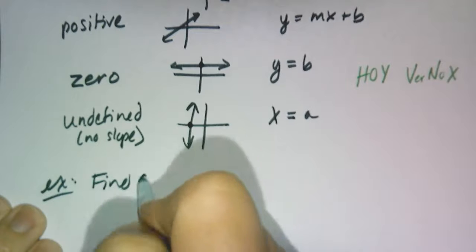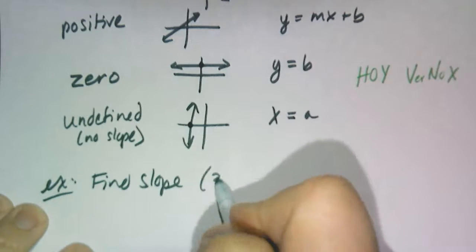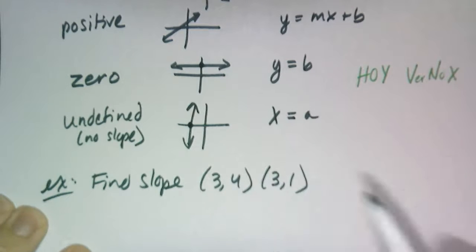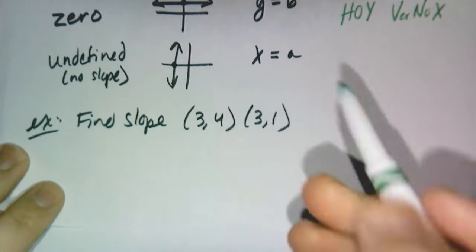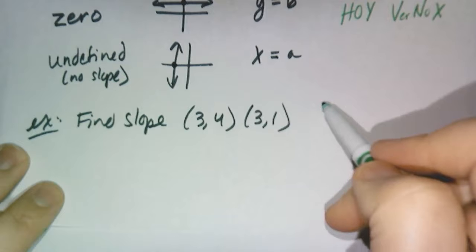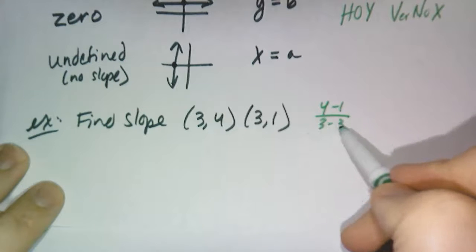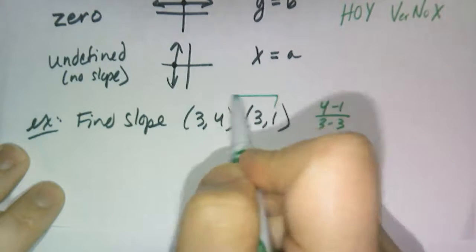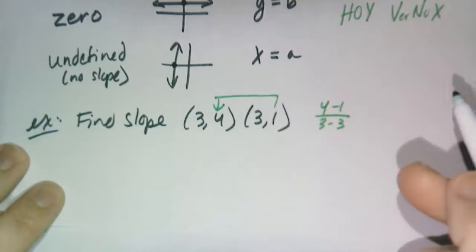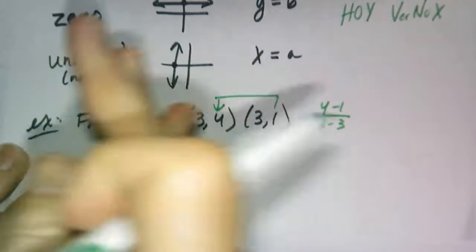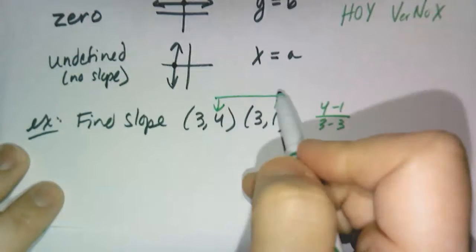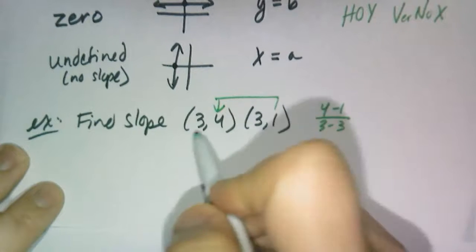You'll have easy questions just like find the slope of 3, 4, and 3, 1. Something easy like that. So what would be your slope? y2 minus y1 over x2 minus x1. 4 minus 1 over 3 minus 3. A lot of students ask me, do I have to go this way or this way? No, you just have to stay consistent. If you go right to left, then you always go right to left. If you go left to right, then you always go left to right, okay? So if I go 1 minus 4, then I have to do 3 minus 3 this way.